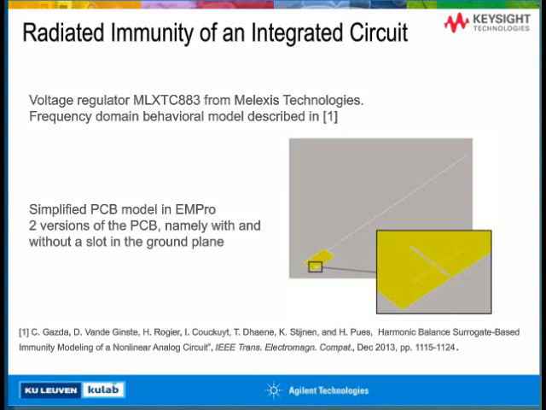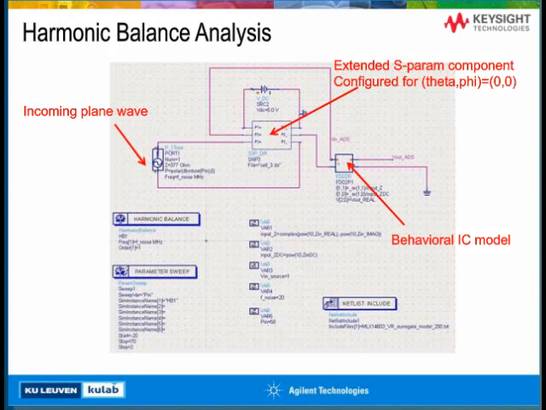What we did in EMPro is we did not simulate the IC, of course. We only simulated the trace with the cable, and then we simulated that as a radiating device, and we extracted the far-field pattern, and based on that far-field pattern, we extracted the extended S-parameter formulation and imported that into the ADS schematic.